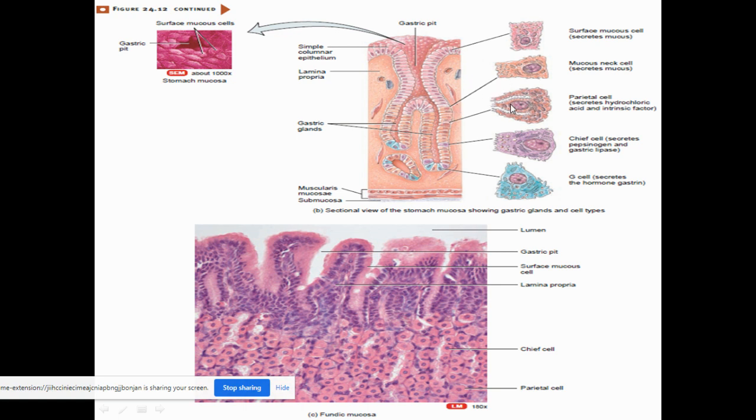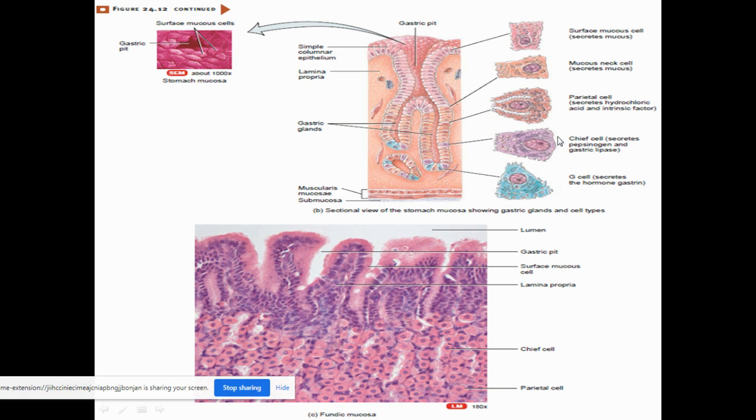The third cell, more brown in color, is called the parietal cells. So what is the role of the parietal cells? The parietal cells will secrete HCl and intrinsic factor. HCl and intrinsic factor. The next cell is, you can see, the violet colored cells.